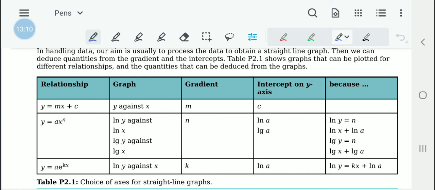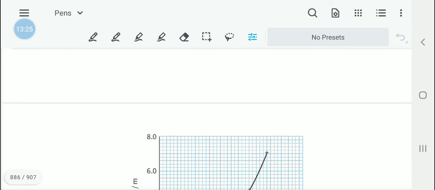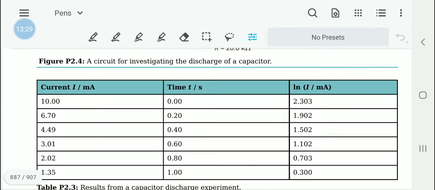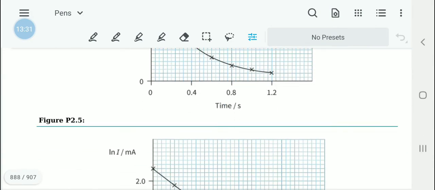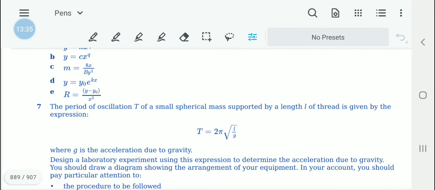Please draw this chart, because this is the most important one, and what can be calculated is given here. I hope you understood the relationships given. These are examples, so please study them through, and if you understood, please do questions 6 and 7. If you did not understand, please ask me.